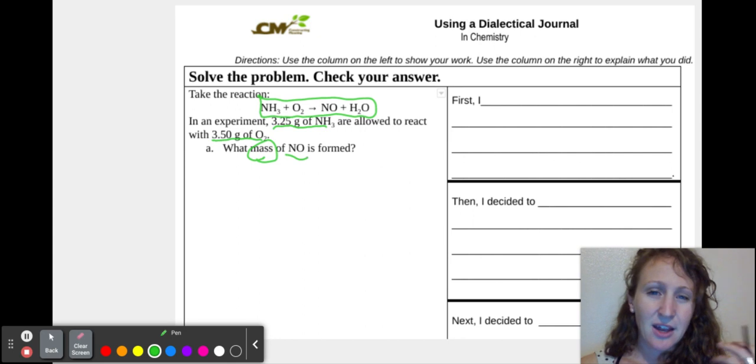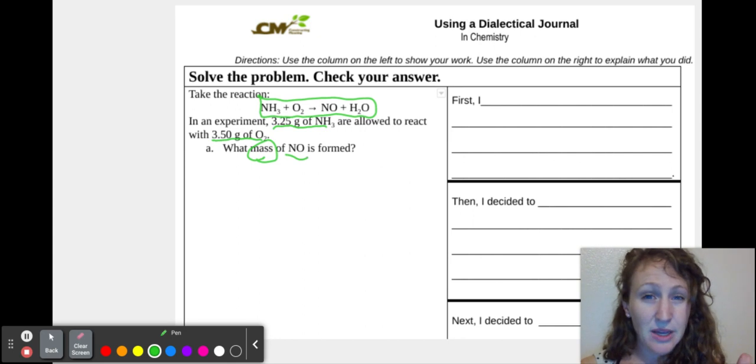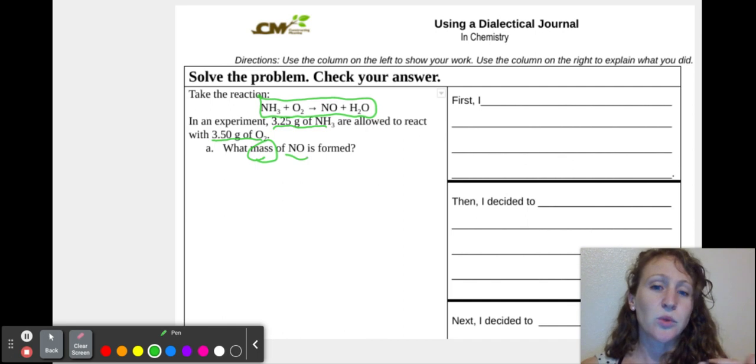So notice I have underlined all the information that I might need, and I've circled what I'm trying to find. And that way, if you get lost as you're trying to go through this problem, or you get deep into the math and forget what you're trying to find, you already have it underlined and circled, and you don't have to reread the whole question. It just kind of keeps you organized.